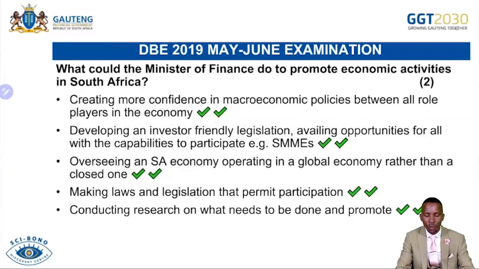What could the Minister of Finance do to promote economic activities in South Africa? Creating more confidence in macroeconomic policies between all role players in the economy, and developing investor-friendly legislation, availing opportunities for all with capabilities to participate in, e.g. SMMEs. Overseeing a South African economy operating in a global economy rather than a closed economy, meaning allowing South Africa to trade with other world countries easily and export their goods. Making laws and legislation that permit participation in the economy, and also conducting research on what needs to be done to promote the economy. So these were possible answers.